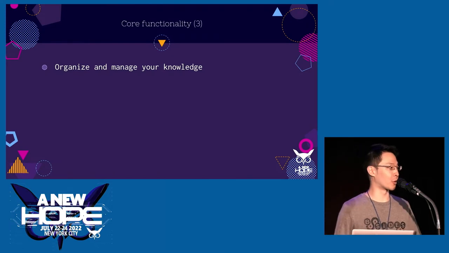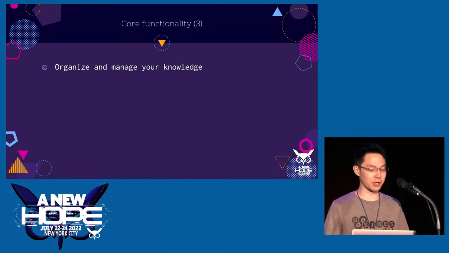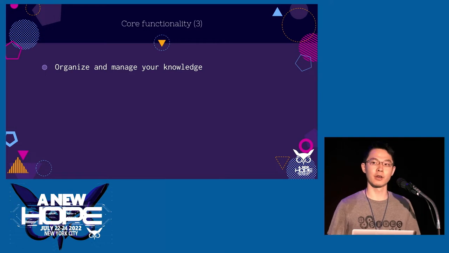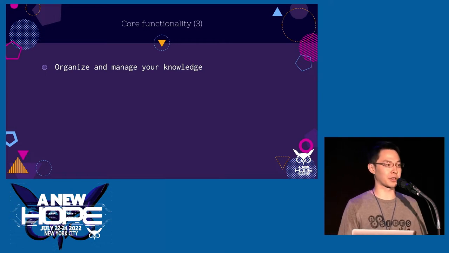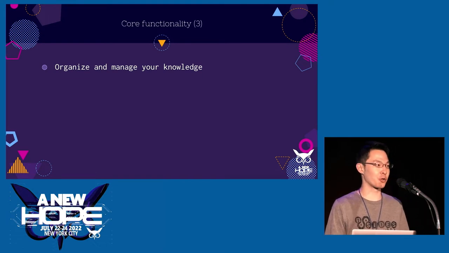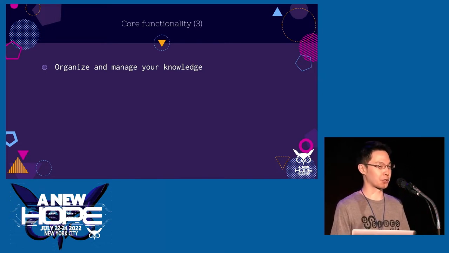So the core functionality of the platform divides into essentially three parts. The first being the ability to organize and manage your knowledge. So an InfoSec team may have intelligence people working under you, and your intelligence team will have to save their work, do their work, conduct their research, be able to deliver deliverables in one sense or another.